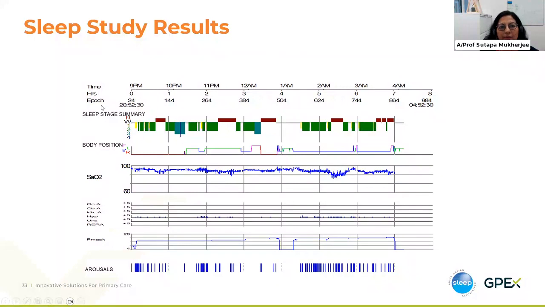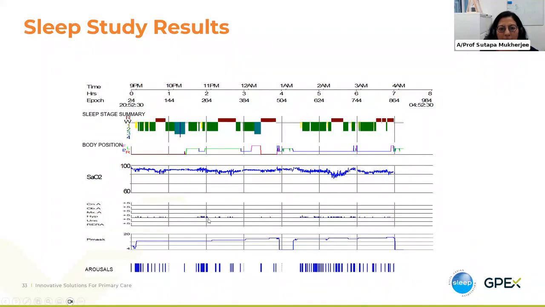And you can see from the sleep stage summary, there's a lot more colors here. So instead of just the green, which is stage 2, he's getting more REM sleep. The blue is slow wave sleep. You can see body position, he is actually on his sides, but then there's a period of supine sleep here, which we didn't see in the first sleep study. And this is where there is still some oxygen desaturation even on CPAP therapy.